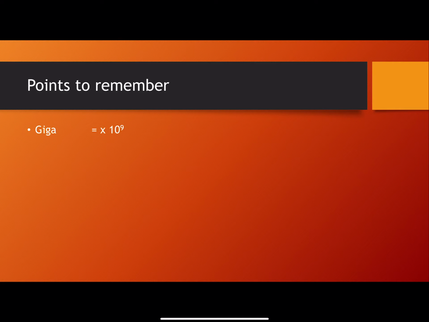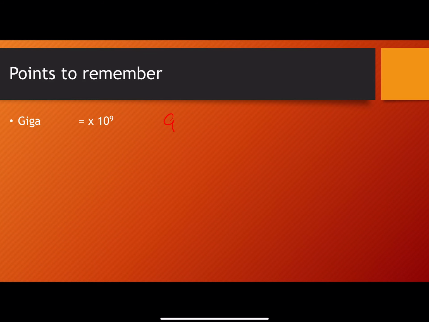If you have times 10 to the 9, that means giga. And I'm going to put them all up, so hopefully you'll remember these before they come up. If you're happy with them all, then just skip this part on to the next bit. It's only going to be 20 seconds or so. So this is a capital G for giga.